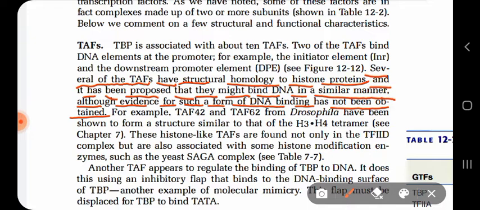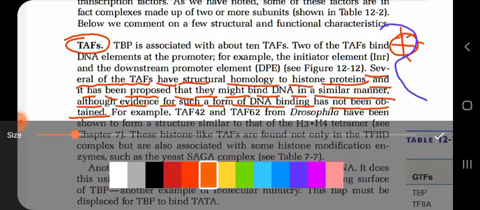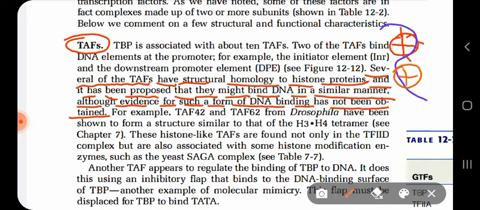So the process of binding of TATA box binding protein associated factor with the DNA is just like how histones attach to the DNA. Well, histones have some positively charged amino acids on the outside, which help to bind the negatively charged phosphate groups of the DNA, and they fold to form the chromatin thread-like structure.